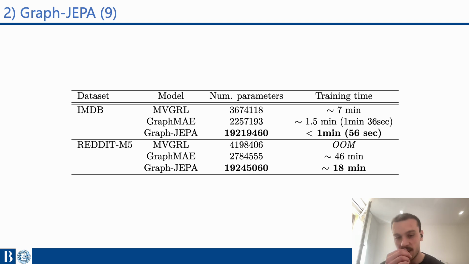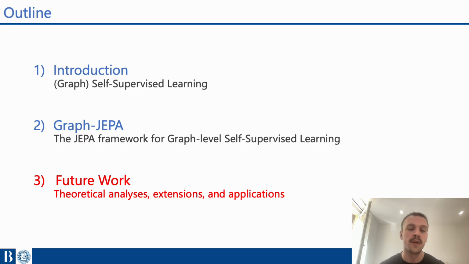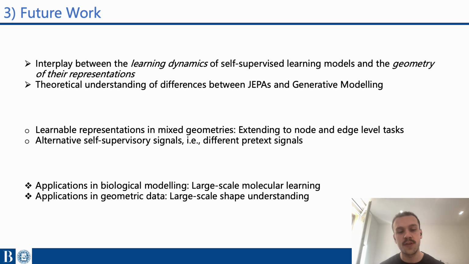And as a final thing, the method also turns out to be pretty computationally efficient, which is a good sign for scaling, right? So it's much faster than both generative approaches, such as masked autoencoders here, and also much faster than contrastive approaches, such as MDGRL. So to wrap things up, I will just mention a few different directions of research. I think there's three main parts where we can extend this work.